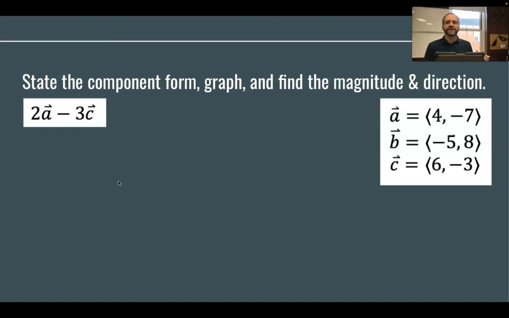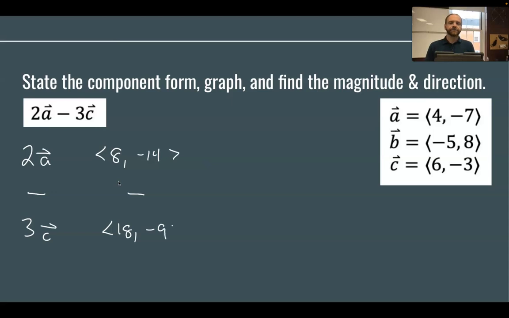If I have twice vector A, I'm going to do this vertically so we can see what's going on. Twice A gives me 8, because 2 times 4, and then 2 times negative 7, negative 14. Then we do minus 3 times vector C. 3 times 6 is 18, and 3 times negative 3 is negative 9. And if I just think about it, I want to know what that equals.